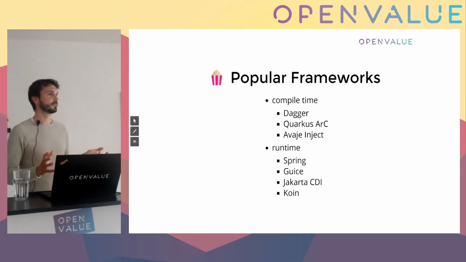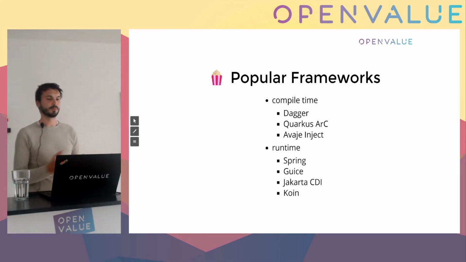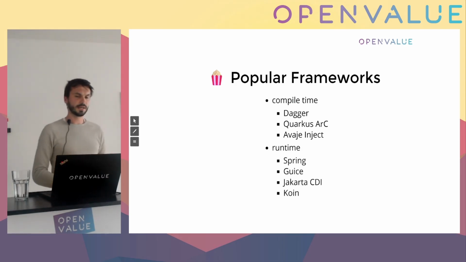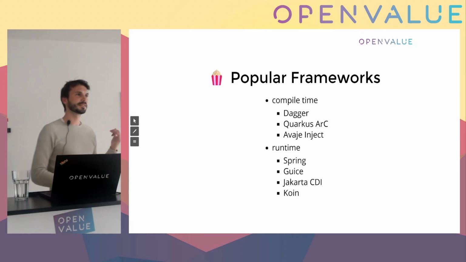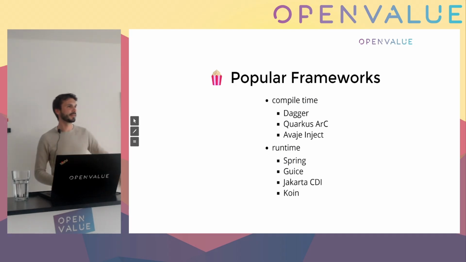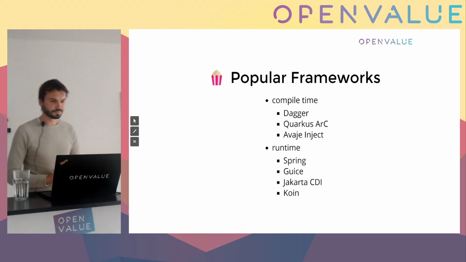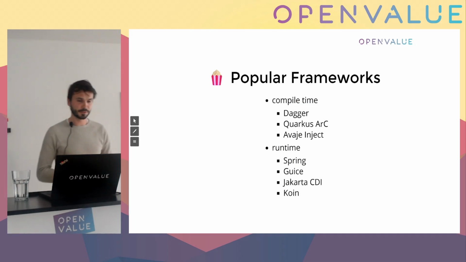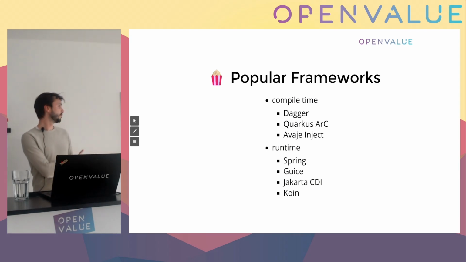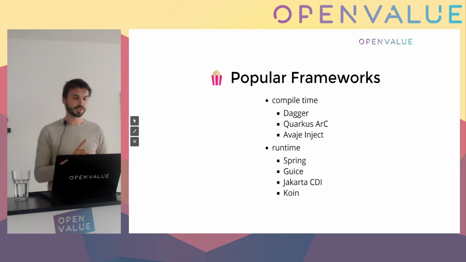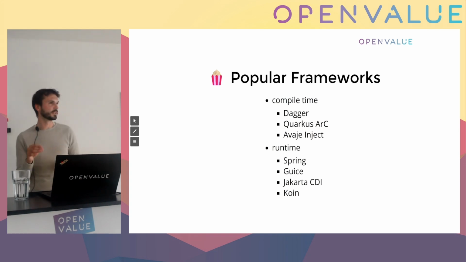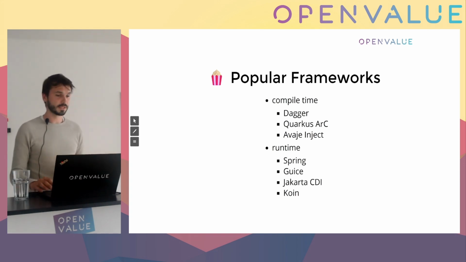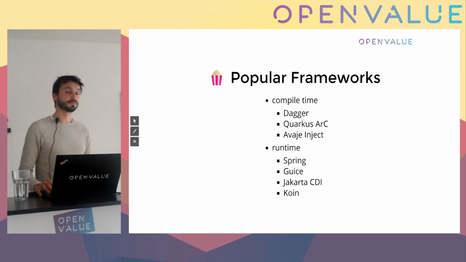From the runtime frameworks, Spring is probably well known to most of us. I don't know who remembers Guice from Google. I think it was really good 10 years ago or something, so it had its prime there. Jakarta brings its own framework, and Koin is one for Kotlin, which is really nice because it's small and has a small footprint for runtime. So it's also a valid option to use.